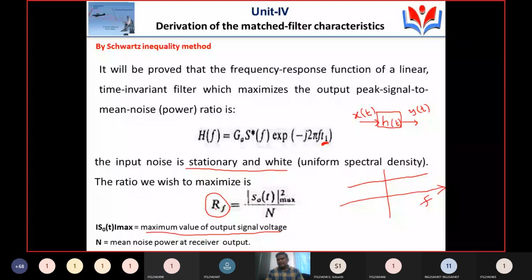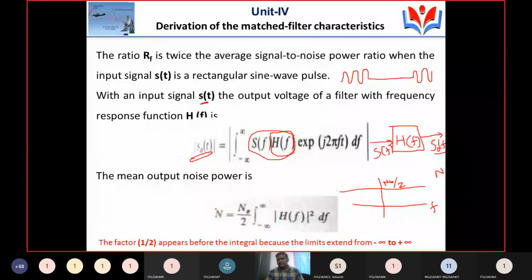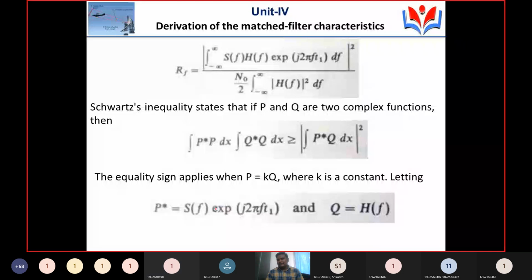If you see this particular equation, we are not able to solve it directly. So the only possibility is to go for inequalities. We have different inequality principles; among them, for this instance, we are taking the Schwarz inequality, which states that the integral of p times p* dx multiplied by the integral of q times q* dx is always greater than or equal to the square of the integral of p times q dx.